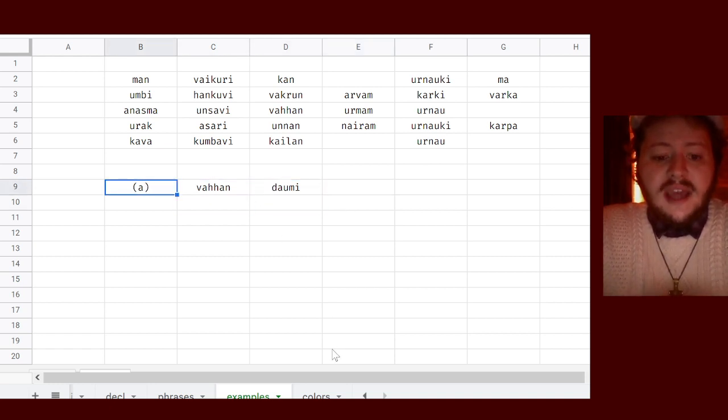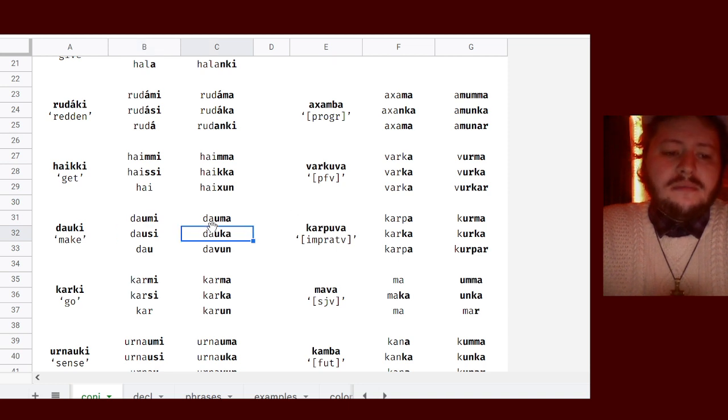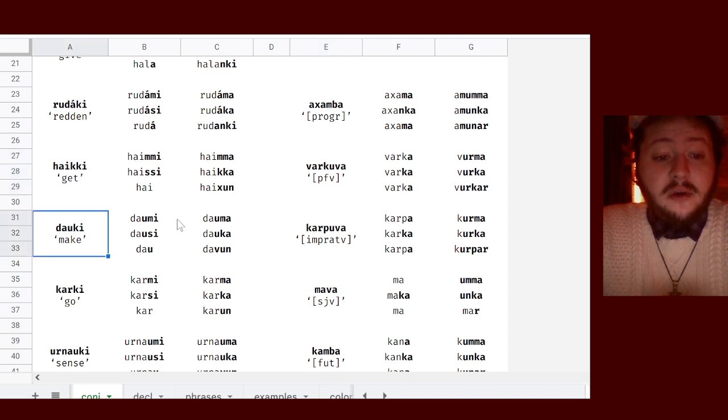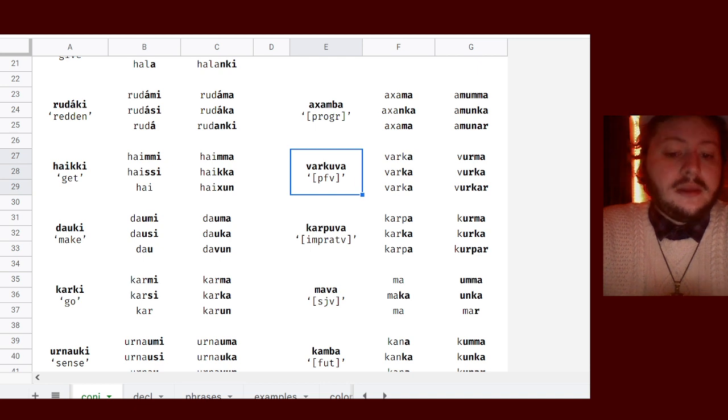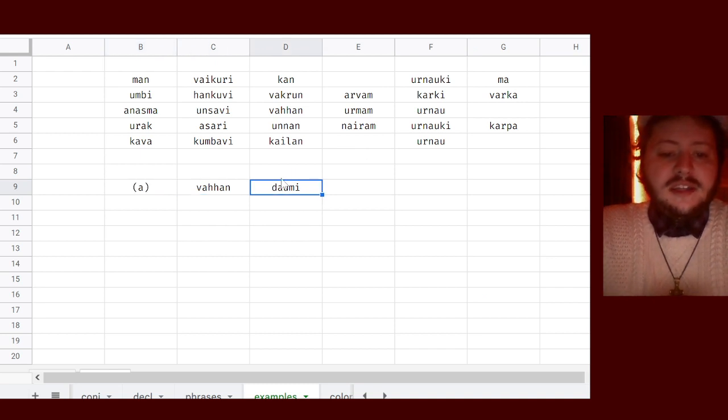If you wanted to say I made bread, you're going to need to use the perfective. I mean, this could mean I made bread actually by itself. But if you want to make it clear that it happened in the past, you're going to want to use the perfective auxiliary varkuva. So you're going to want thauki to stay thauki and not conjugate. And then you're actually going to conjugate varkuva. Varkuva is going to be your word for, like, you did it, basically. It's a complete action. So it's going to be thauki, and then it's varka.